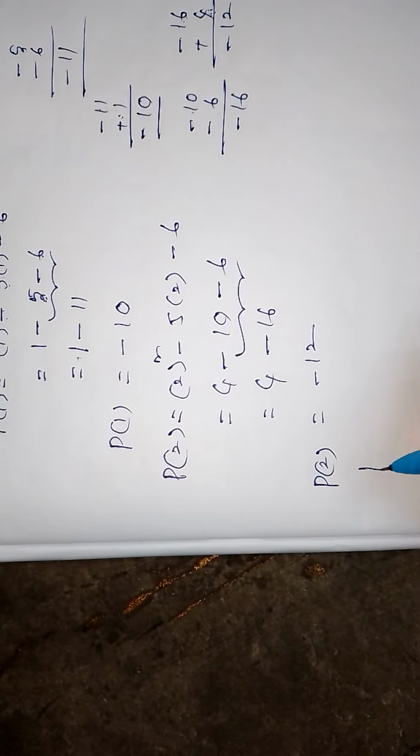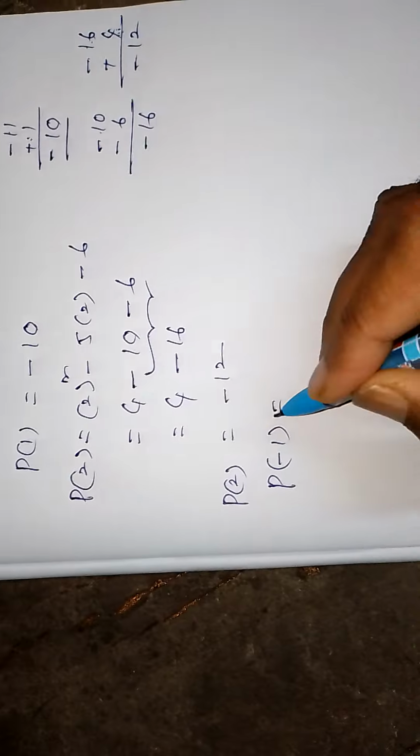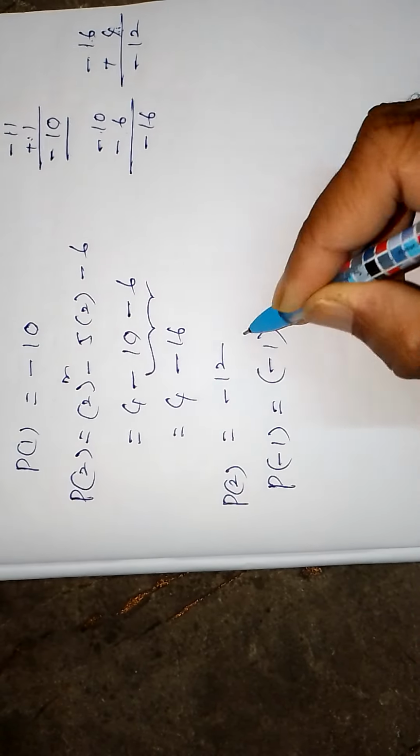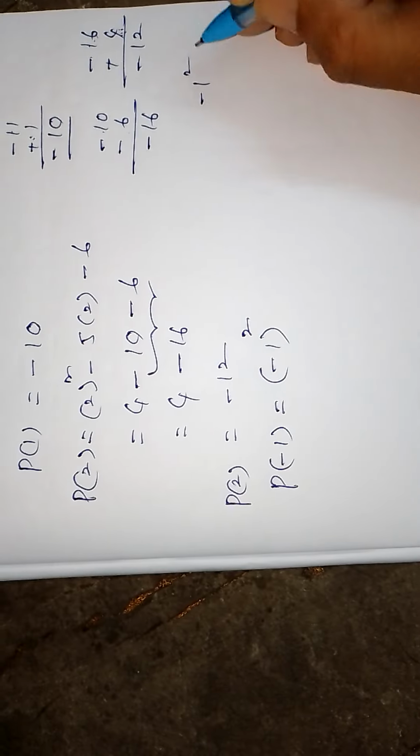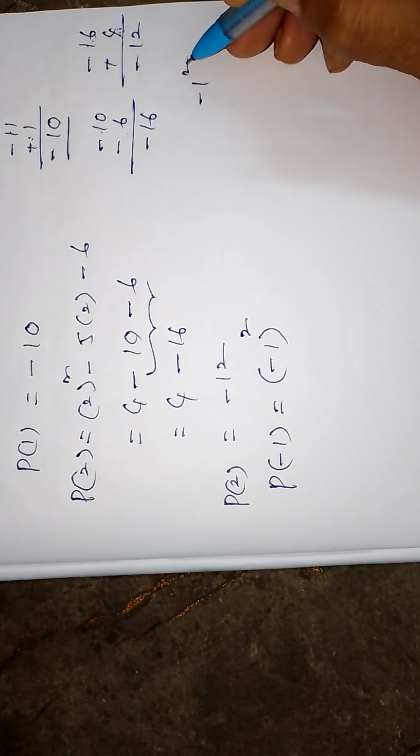Next, p of minus 1. What is p of minus 1? It means we have to replace x by minus 1. Minus 1 whole square. Don't say minus 1 square. Don't do that. The square belongs to the whole thing, minus 1.